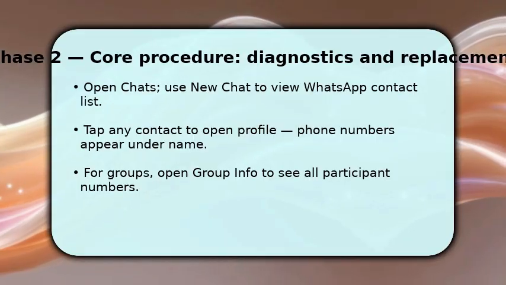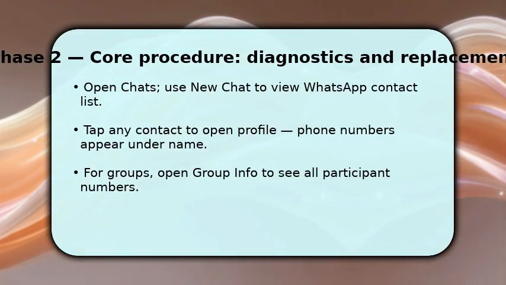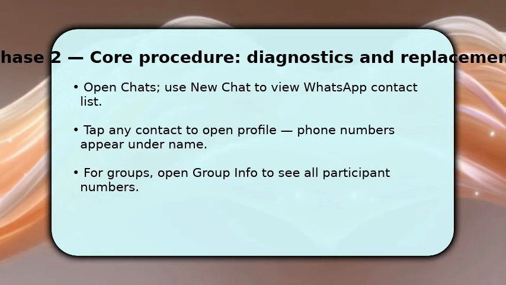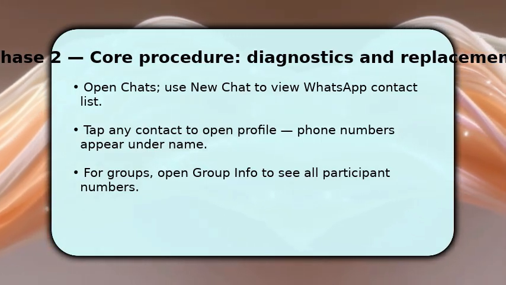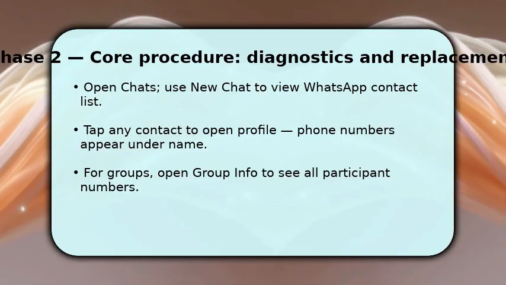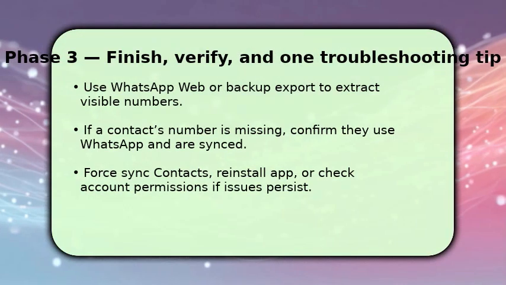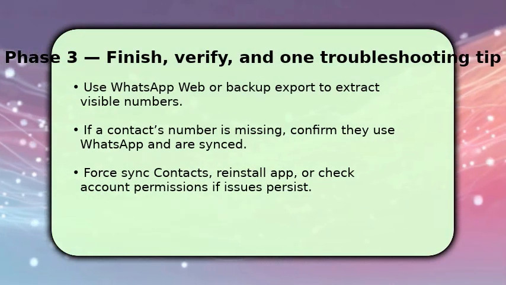For group member lists, open the group, tap the group name for group info, and scan the participants. Numbers appear next to names when available. This shows how WhatsApp maps names to phone numbers. Finish by exporting or troubleshooting so you actually get a list you can use.